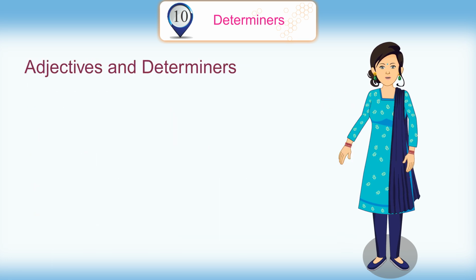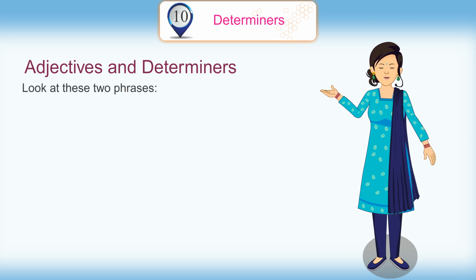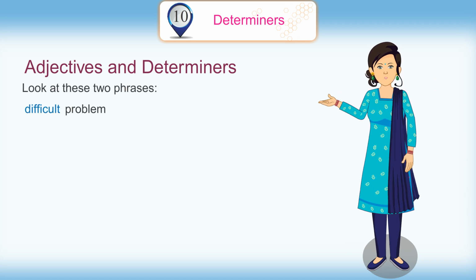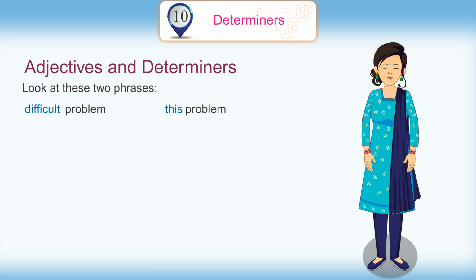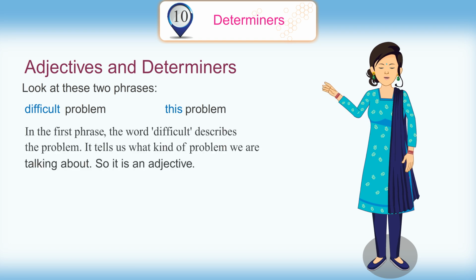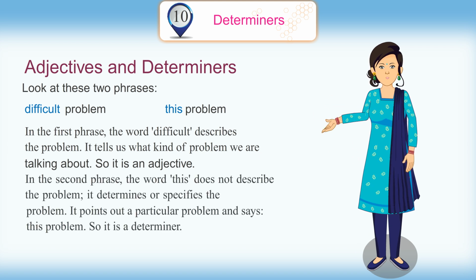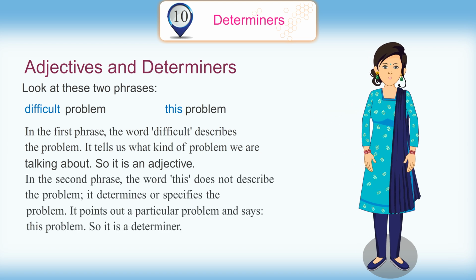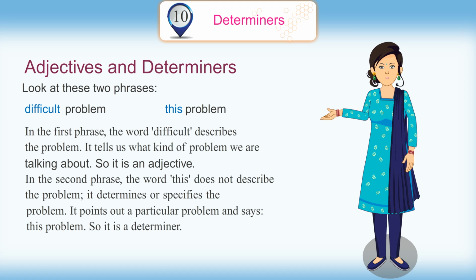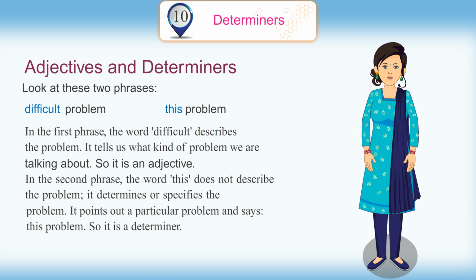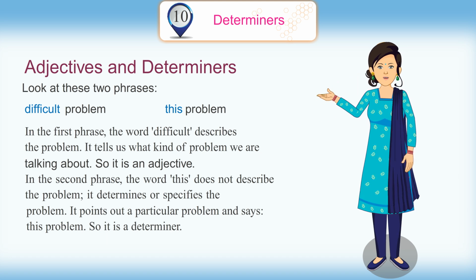Adjectives and determiners. Look at these two phrases: difficult problem, this problem. In the first phrase, the word difficult describes the problem. It tells us what kind of problem we are talking about, so it is an adjective. In the second phrase, the word this does not describe the problem. It determines or specifies the problem. It points out a particular problem and says this problem, so it is a determiner.